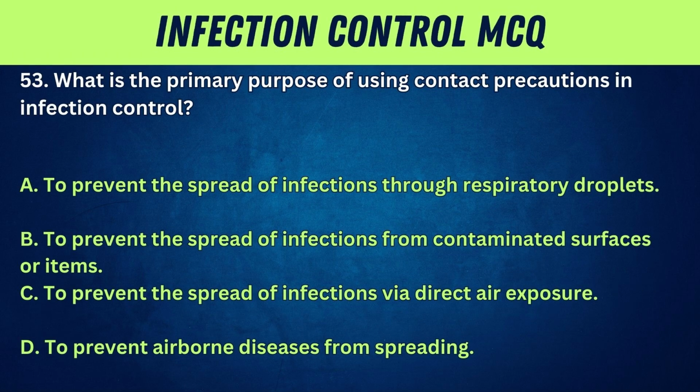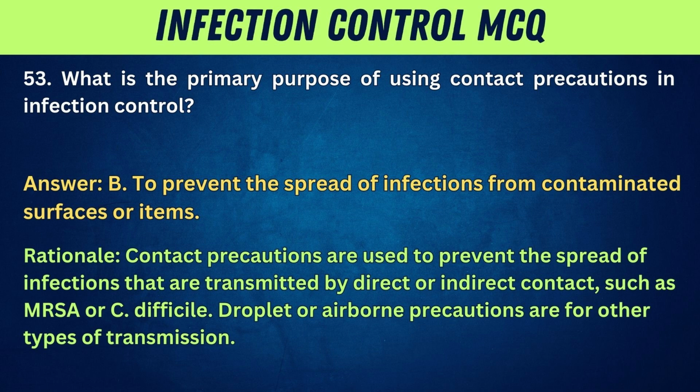53. What is the primary purpose of using contact precautions in infection control? A. To prevent the spread of infections through respiratory droplets. B. To prevent the spread of infections from contaminated surfaces or items. C. To prevent the spread of infections via direct air exposure. D. To prevent airborne diseases from spreading.